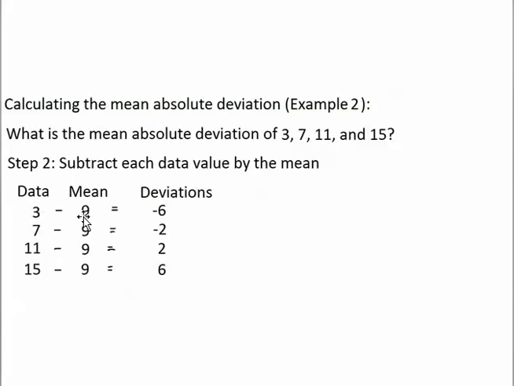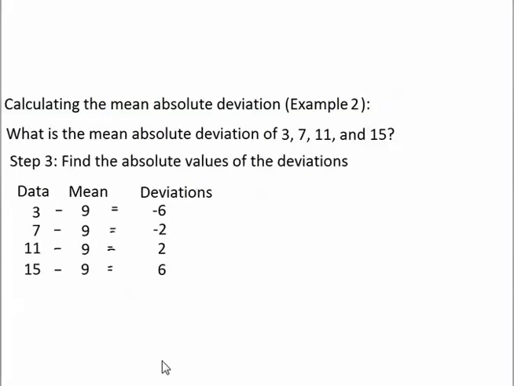3 is 6 below the mean of 9, so this is -6. 7 is 2 below the mean of 9, so this is -2. 11 is 2 above the mean, so it's +2. And 15 is 6 above the mean of 9, so its deviation is +6. So 6 below, 2 below, 2 above, 6 above.